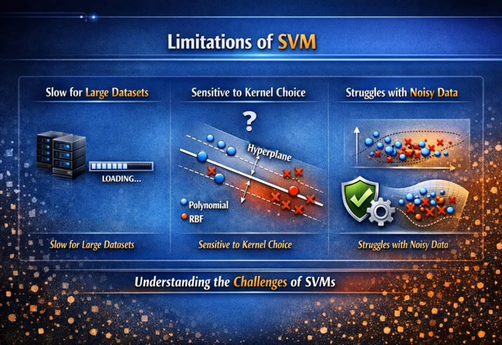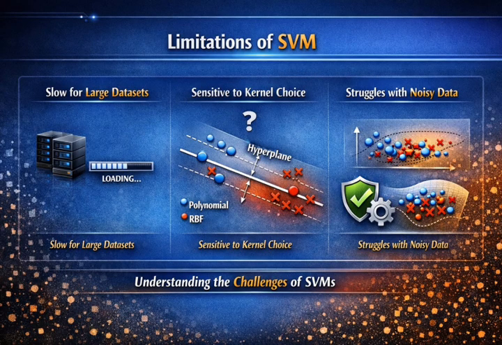Next, going to limitations. However, SVMs are not perfect. They can be computationally expensive for very large data sets. Since training involves solving a quadratic optimization problem, the choice of kernel is critical. Wrong kernel selection can lead to poor performance. Also, support vector machines may struggle with noisy data where classes overlap significantly.